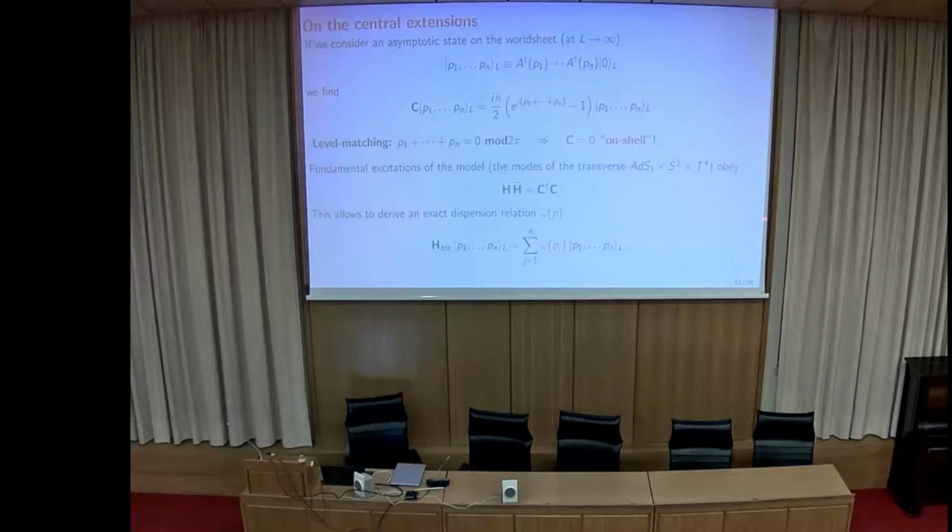Then you can study the representation theory of this centrally extended algebra, and you find that these excitations are the A dagger, which are basically the modes of the fields of the string. So in the of your A transverse bosons and fermions.